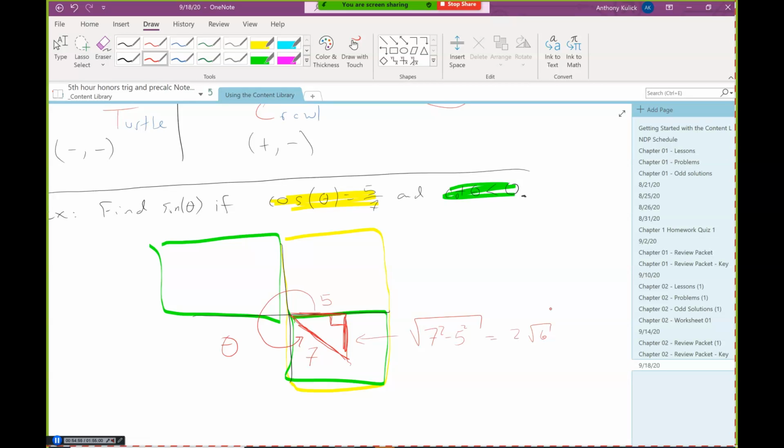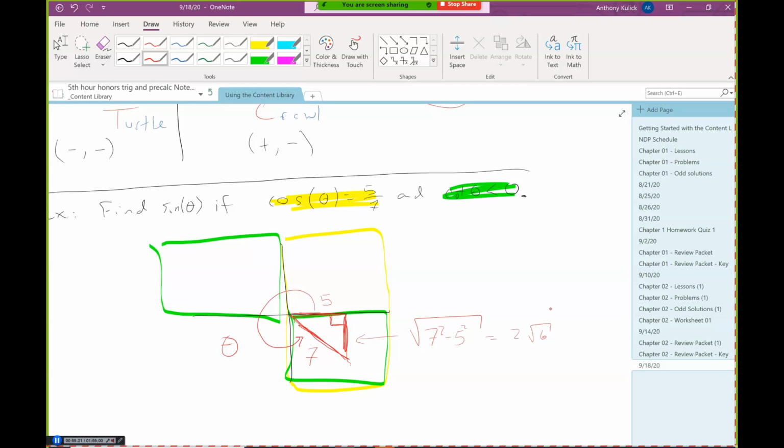So 49 minus 25 is 24. And the square root of 24 simplifies down into square root 4 times square root 6. And square root of 4 is just 2. That's how I got the 2 root 6. Is everybody okay there? You good with the subtraction going on?